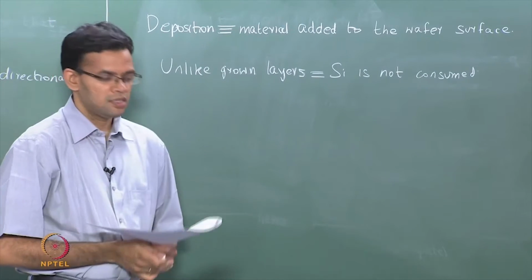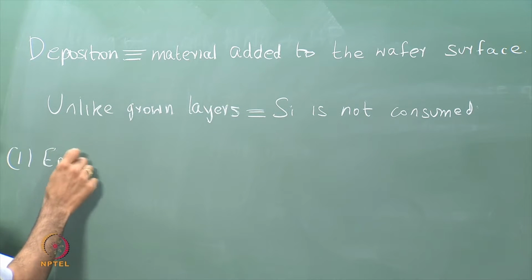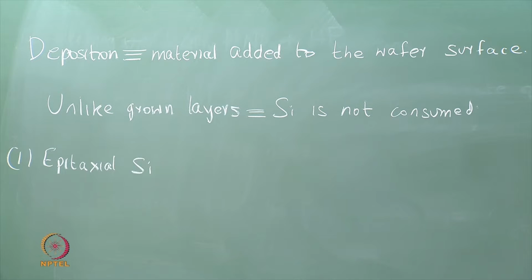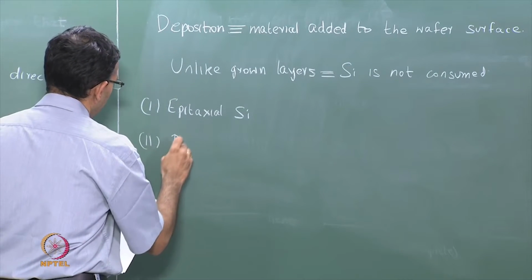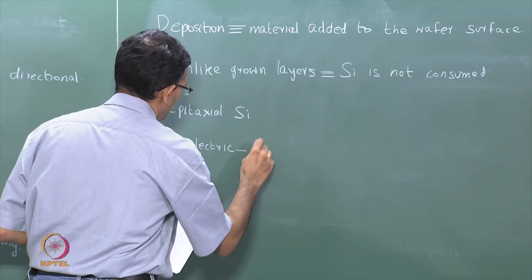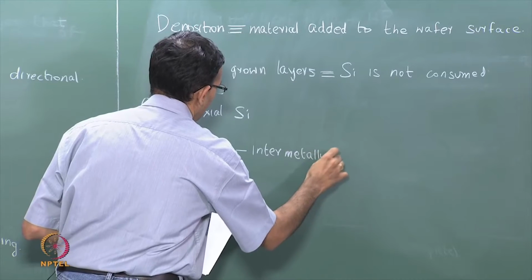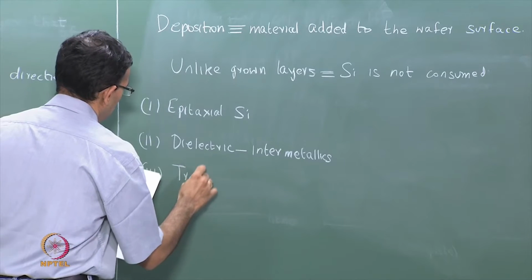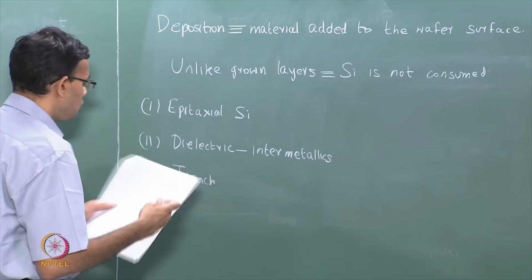Some of the areas where deposited layers are used: usually you have epitaxial silicon, or epi silicon, that is grown. So here you are growing a new layer of silicon on top of your silicon wafer. Dielectric materials are another example of deposited layers. Usually they are made of some sort of metals, could be intermetallics or high-k dielectrics. Trench capacitors, again a trench is formed in the silicon and a dielectric material is used to fill the trench.